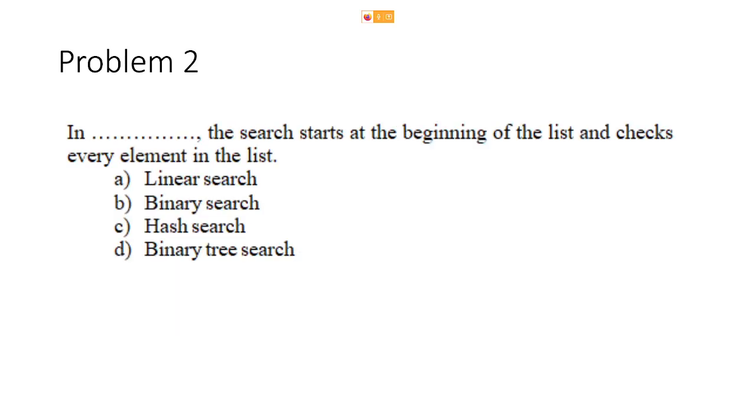Okay, if not, let's move to problem 2. Here you have to fill in this blank. In dash, the search starts at the beginning of the list and checks every element in the list. So there are 4 options. A is linear search, B is binary search, C is hash search, and D is binary tree search.